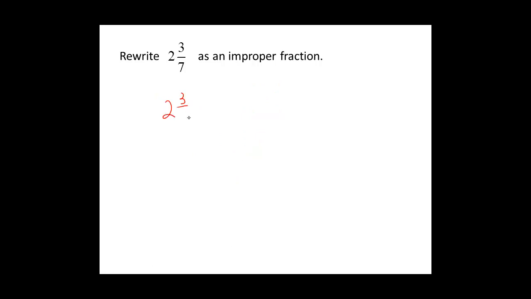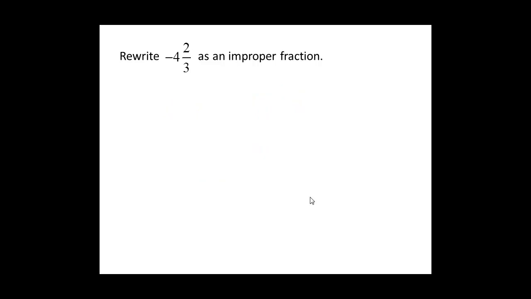2 3/7 is equal to the whole number times the denominator plus the numerator, divided by the denominator. 2 times 7 is 14, plus 3. 14 plus 3 is 17. So 2 3/7 is equal to 17/7.